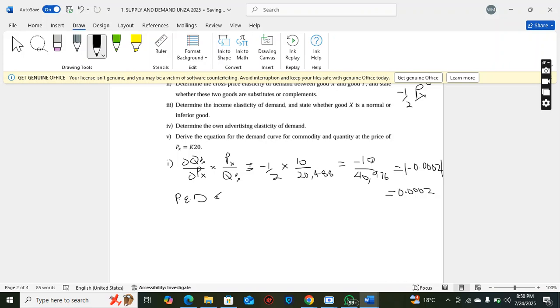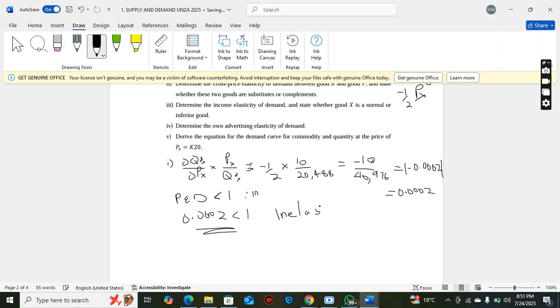Yes, when price elasticity of demand is less than 1, it means that demand is inelastic. Like in this case here, this 0.0002 is less than 1. So we say demand for this good is inelastic. Meaning if the price changes by a huge amount, quantity demanded won't change by a great amount. It will drop by a lesser amount. Any questions, colleagues? So the demand for this good is inelastic because it's less than 1.